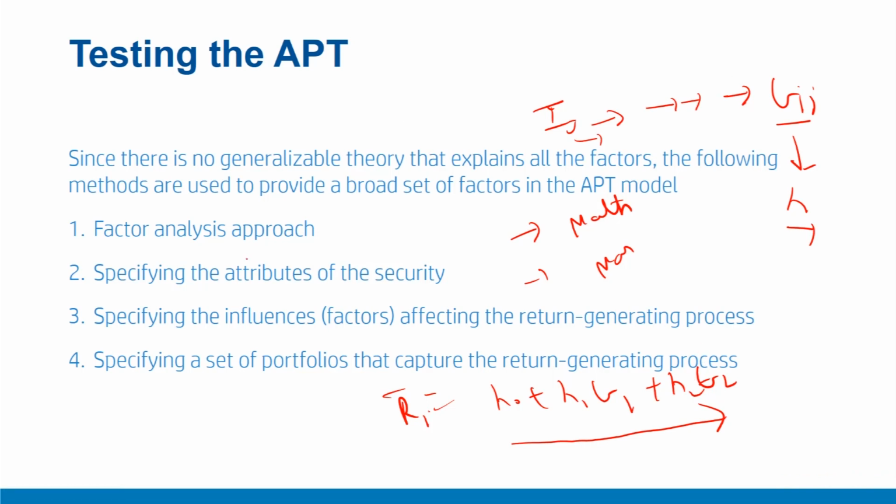There are certain approaches like the factor analysis approach, specifying the attributes of security, specifying the influences, or specifying a set of portfolios that are often employed to test the APT. These tests are essentially not only a test of APT, but a sort of joint test of APT along with the factors that are employed in the model or return generating process.